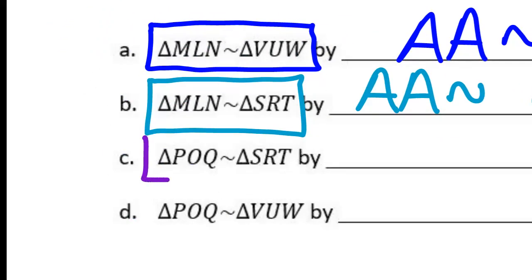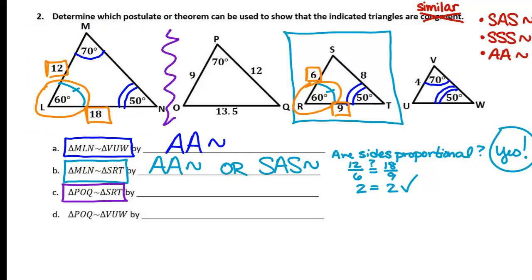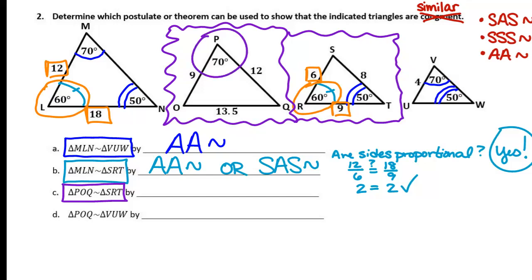Part C. Triangle POQ. Well, POQ is this one right here. And triangle SRT, the one right next to it. Do we have angles in common? Nope. I got a 70 degree angle up here. I don't have anything marked there. I have 60 and 50. There's no 60 or 50. None of the angles are the same. Could I use side, side, side?